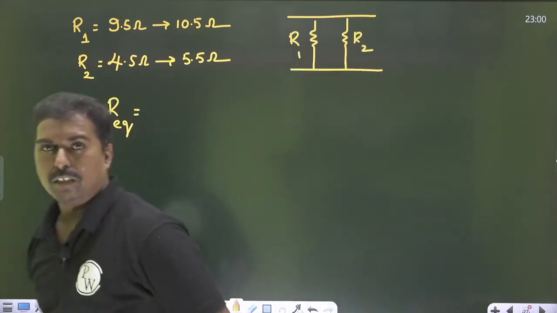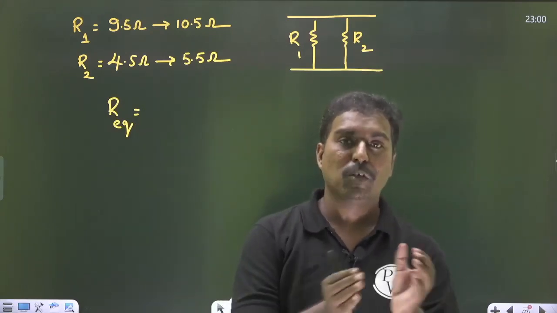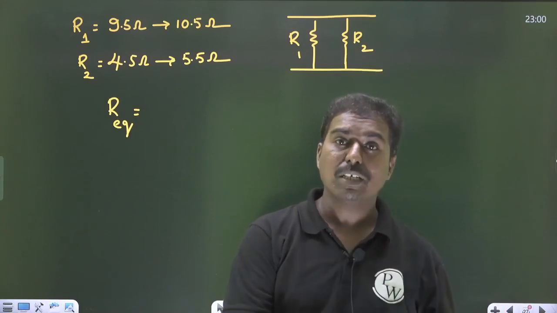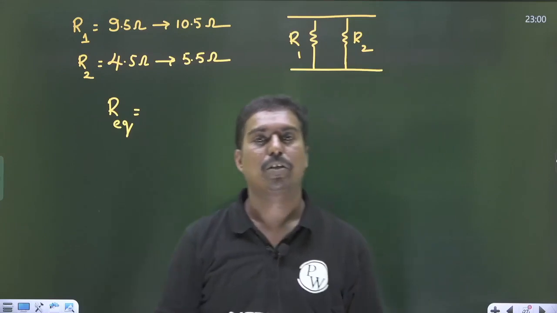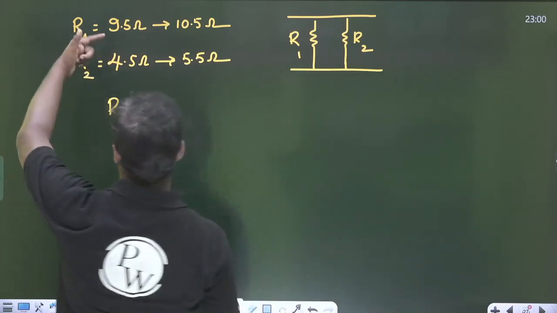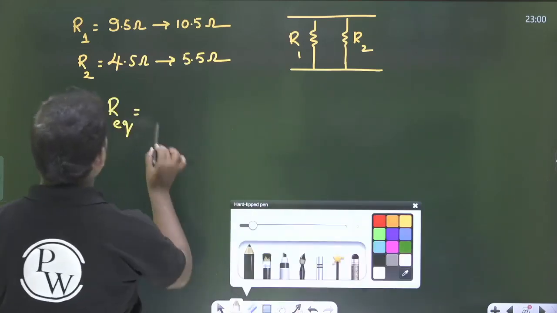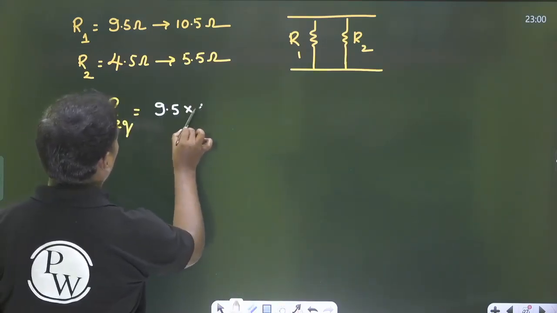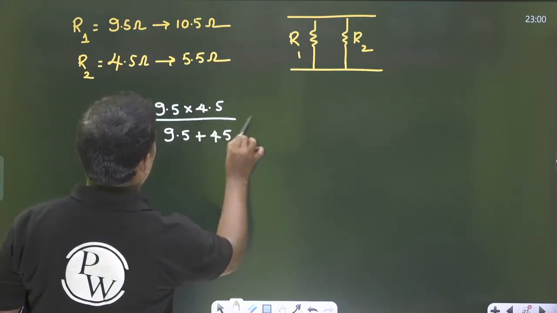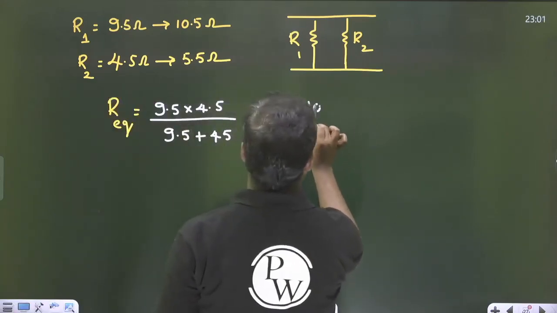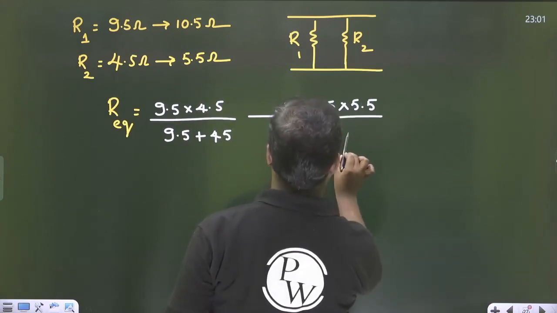We cannot take the product of these percentage errors and the summation of the absolute. Why? Because we know R1 percentage error, we know R2 percentage error, but we don't know it as a summation of R1 plus R2. That's why the better way is to do it like this. So the R equivalent will be how much now? Take 9.5 into 4.5 by 9.5 plus 4.5, and 10.5 into 5.5 divided by 10.5 plus 5.5.